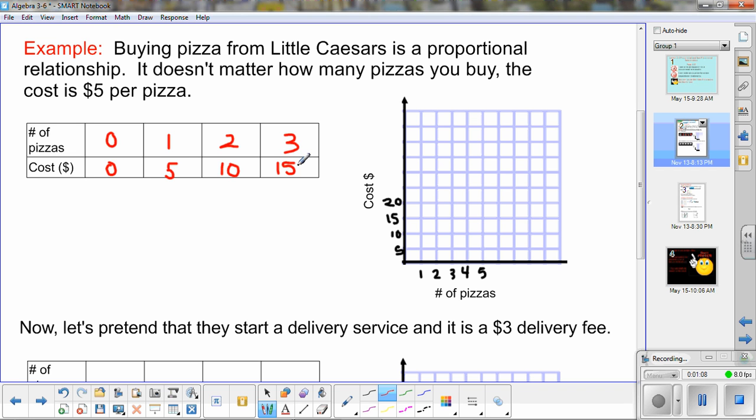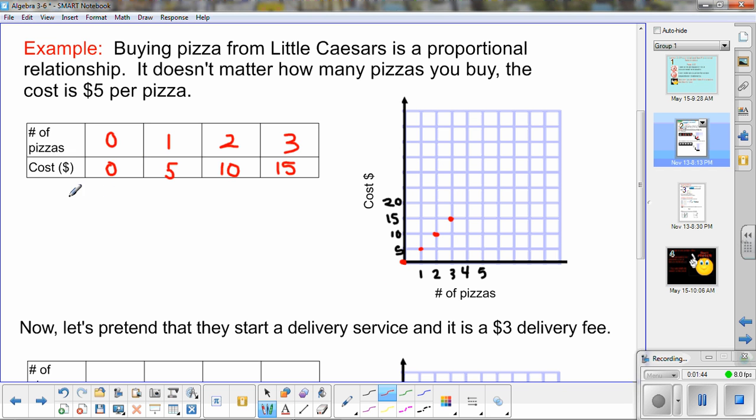Now, if I wanted to graph this situation, purchasing 0 pizzas is $0. 1 pizza is $5. 2 pizzas is $10. 3 pizzas is $15. And if I were to continue, it would be in a straight line going up $5 every time. Now, I'm not going to connect these because we wouldn't buy parts of a pizza. We'd only buy whole pizzas. But you'll notice it is in a straight line and it goes through (0, 0).